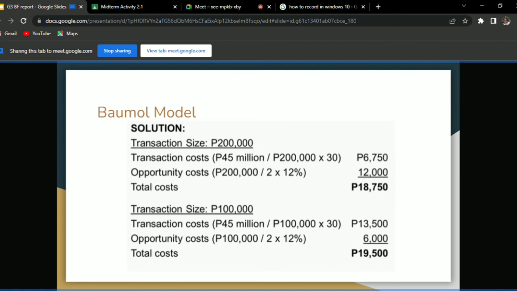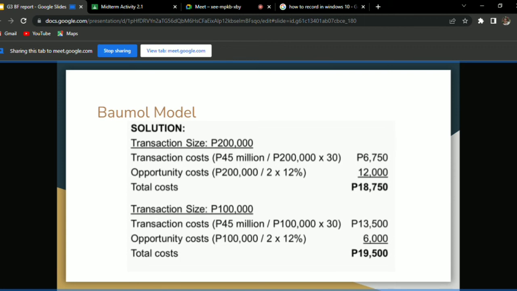Next, ato na punta sa opportunity cost. Opportunity cost is equal to 200,000 divided by 2 times 12%. Mao na ang 12,000. So, ang total cost, if ang imong transaction size is 200,000, you have a total cost of 18,750.